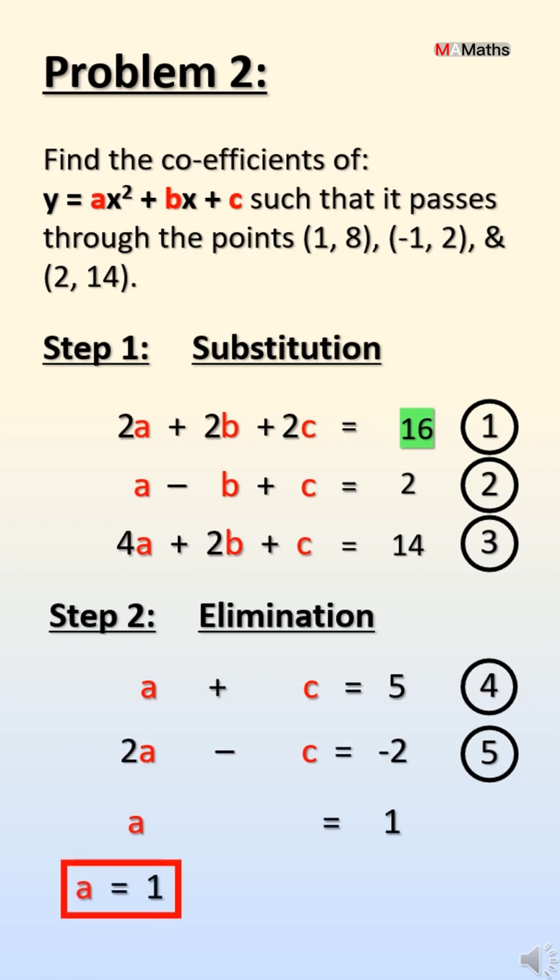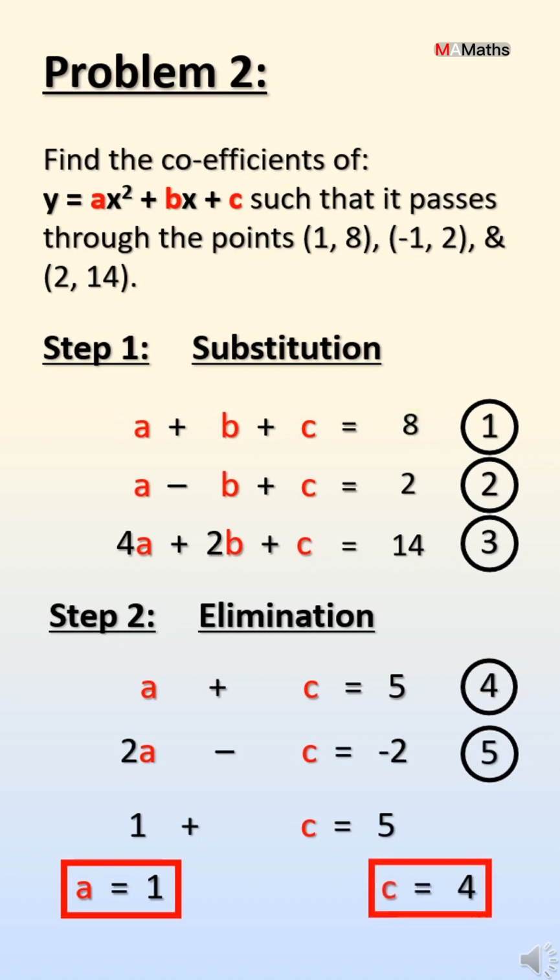Let's put that in the box. Substituting that into equation 4, 1 plus c is equal to 5. That means c is equal to 4. Let's put that in the box. Substituting that back into equation 1 gives us 1 plus b plus 4 is equal to 8. b is equal to 3. Let's put that in the box.